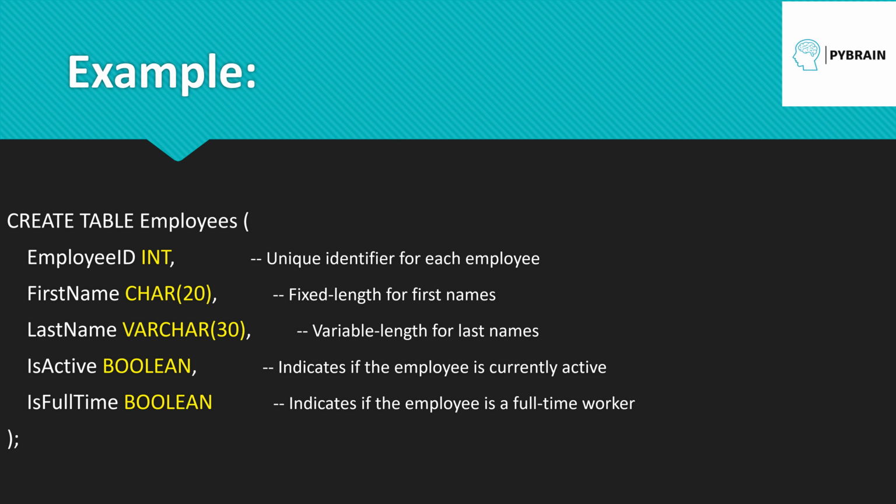5. Is full-time, Boolean. This column also uses the Boolean data type to indicate whether the employee is a full-time worker. True means the employee is full-time. False means the employee is part-time.